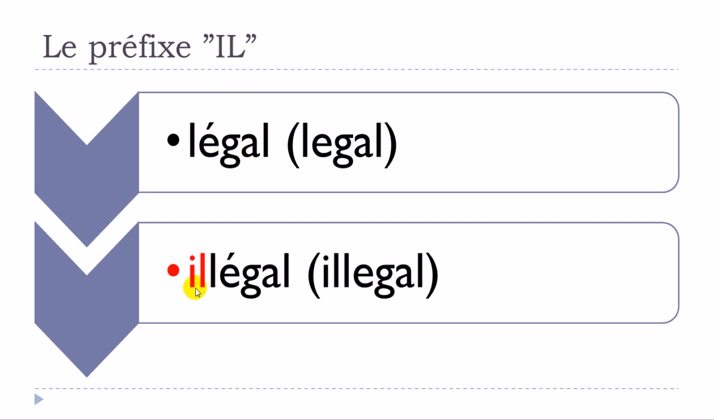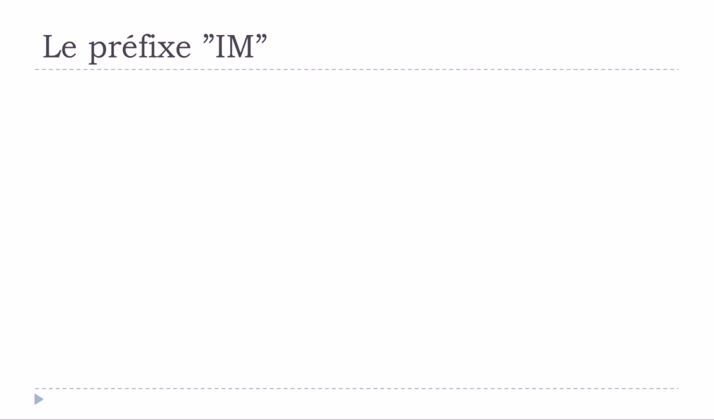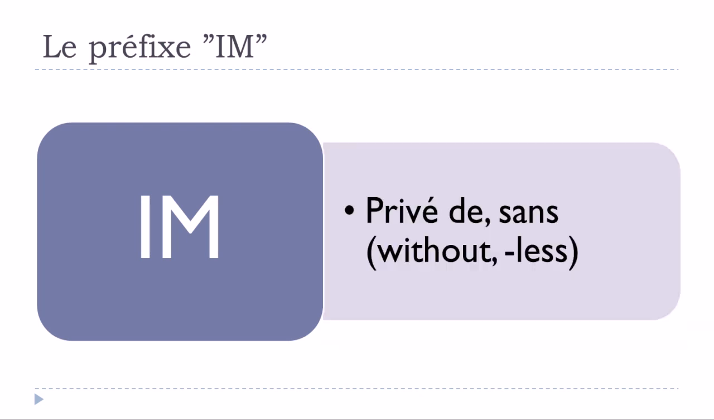Alright, so légal, illégal. Le préfixe im. Okay, so when we're talking about prefix, we're talking about letters that you will add at the beginning of existing words, and by adding these letters you will modify the meaning of the word. Okay, so let's see now. And in this lesson, by adding this im at the beginning of existing words, in most of the cases they will start with p. Okay, just for your information, by adding this im you will modify the meaning, and it will mean privé de or sans. Okay, that is the result that you will get by adding this im.